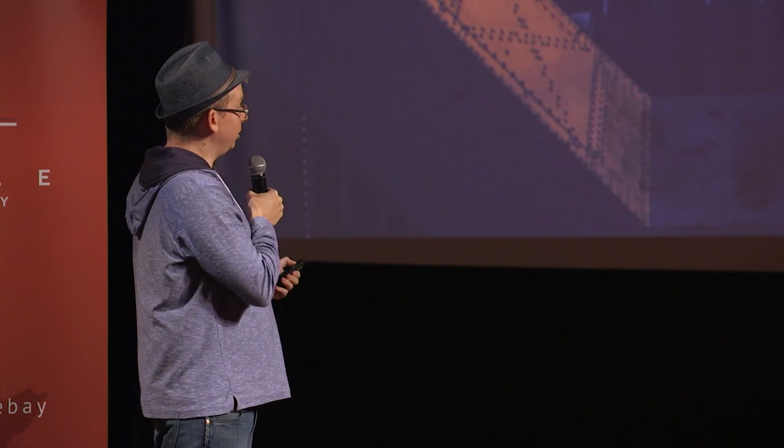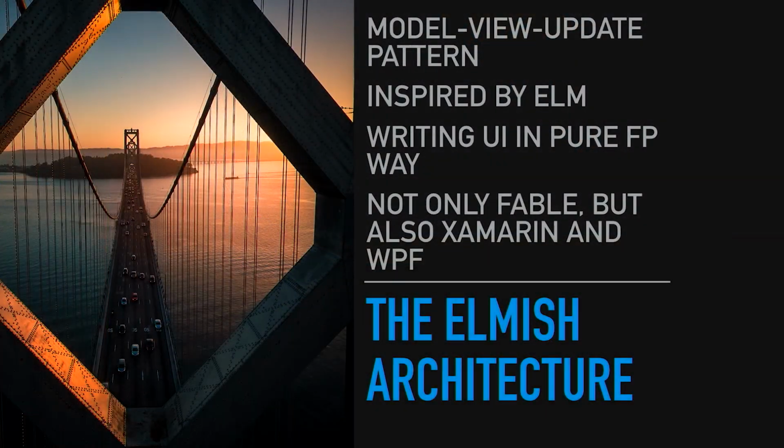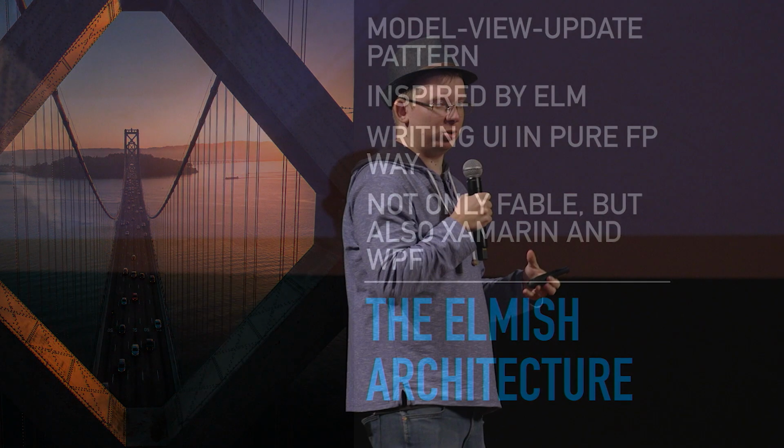But in general, Elmish is based on the model view update pattern. It's inspired by Elm. It's a really great way of writing UIs in a pure functional programming way, because basically you model your UI as a set of immutable types and a set of pure functions that transform either the state of your application or output the view, and I will show that in a moment.